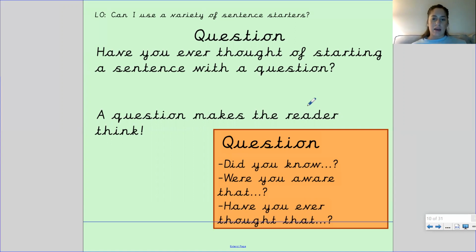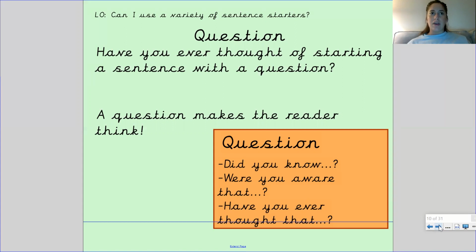Were you aware that? Have you ever thought that? So it makes the reader question themselves, and it makes them possibly more interested. And if they find out information that they didn't know, they might think, oh, actually, I didn't know that. I've learned something by reading this piece of information.